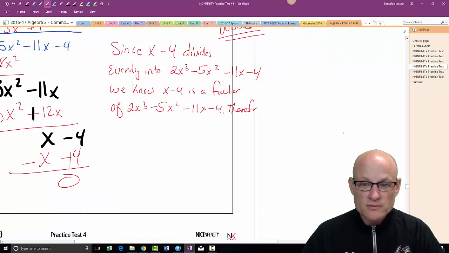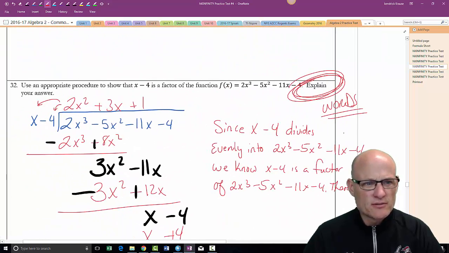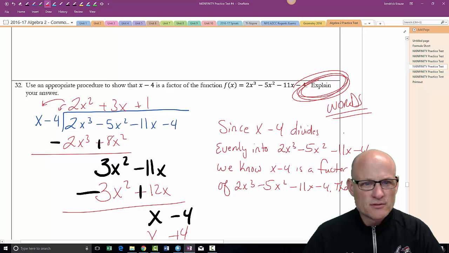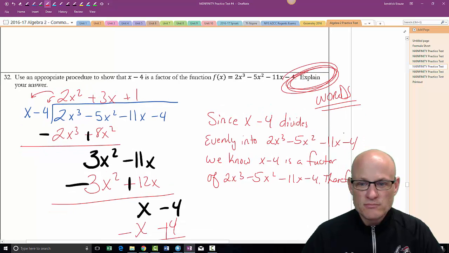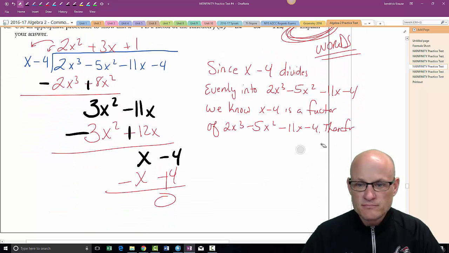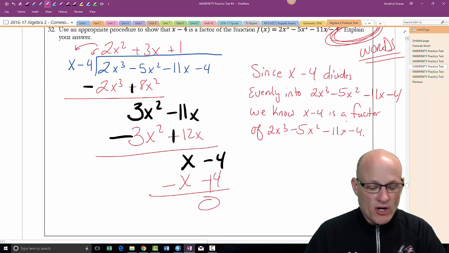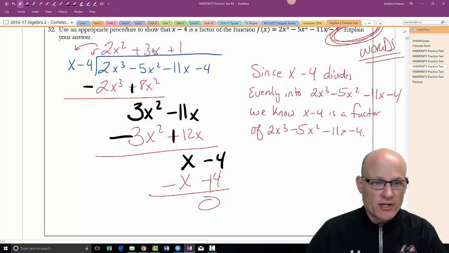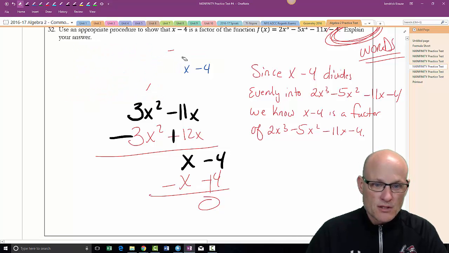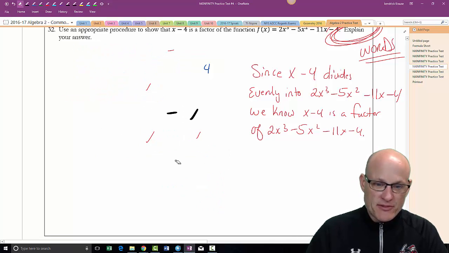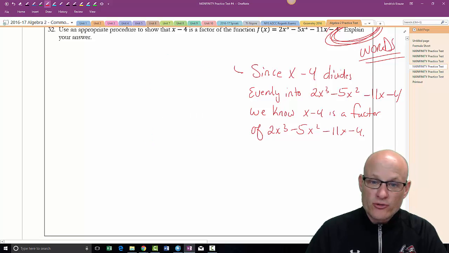what's the question asking? Oh, that's it. Another way to solve this question is simply to do this. So that's method one. You just show that it evenly divides into, and you use words.